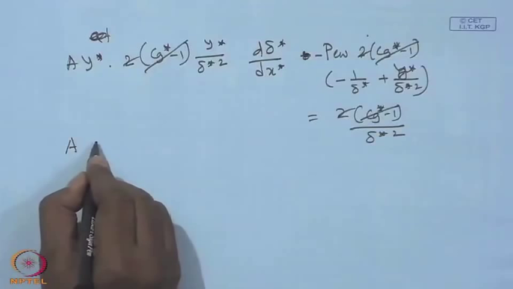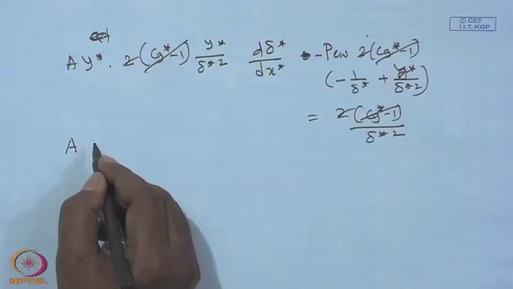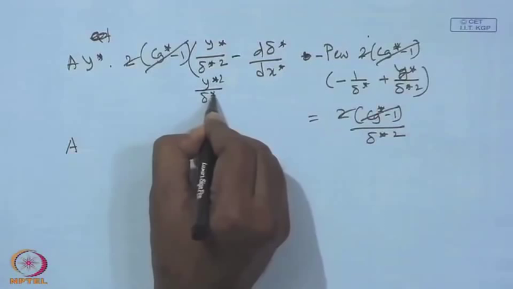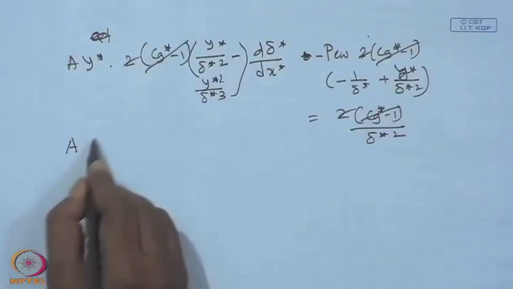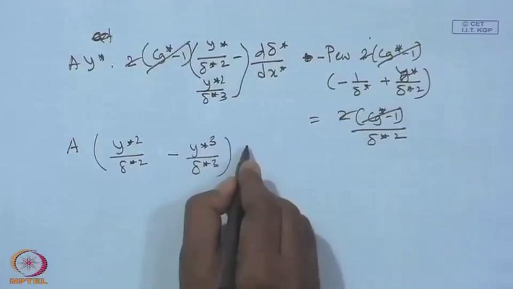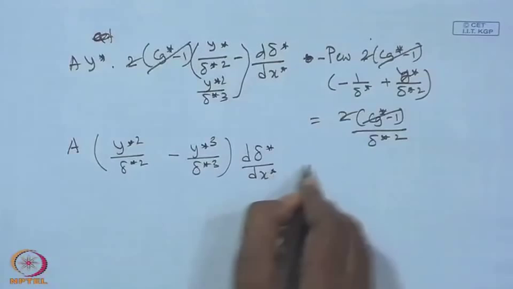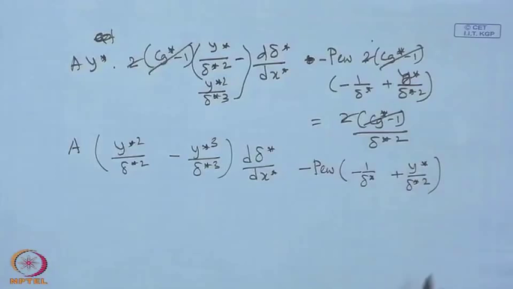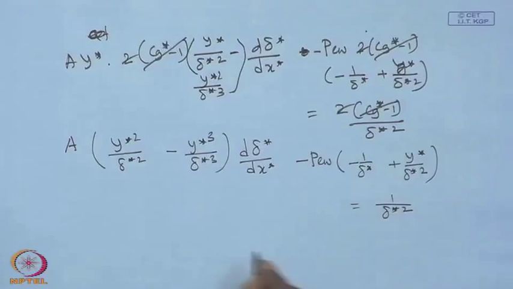So, this becomes A y star square d del star d x star, y star by del star square minus, we had one more term, y star square by delta star cube. So, this will be common. What we get is A (y star square by del star square minus y star cube by del star cube) d delta star d x star minus P w (minus 1 by delta star plus y star by delta star square) is equal to 1 over delta star square. Next, what we do? We take the 0th moment.